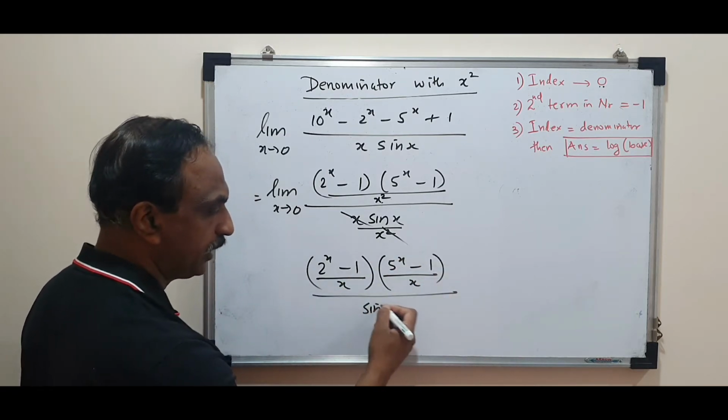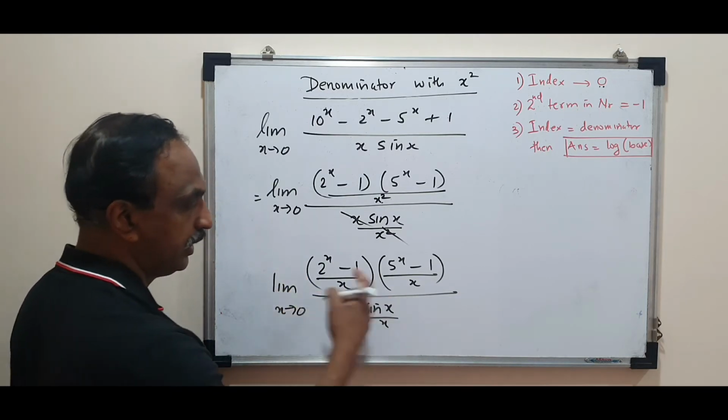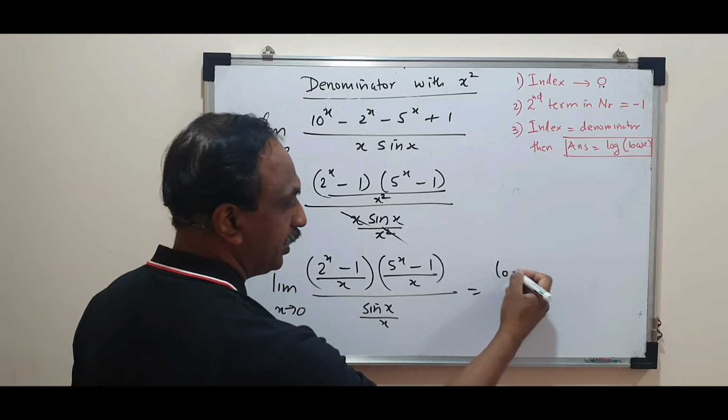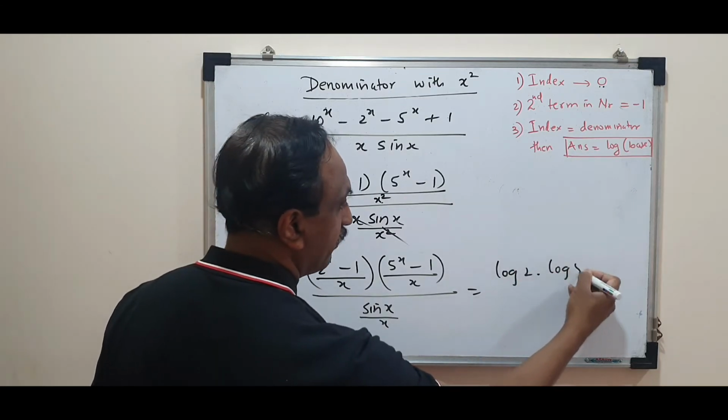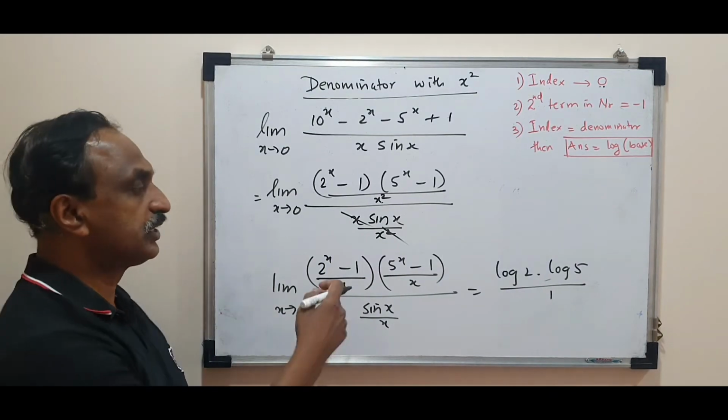We distributed in this manner. So I can put the limit in this way. So this is log 2 into log 5 divided by 1. So your answer is log 2 into log 5. So this is how we can do.